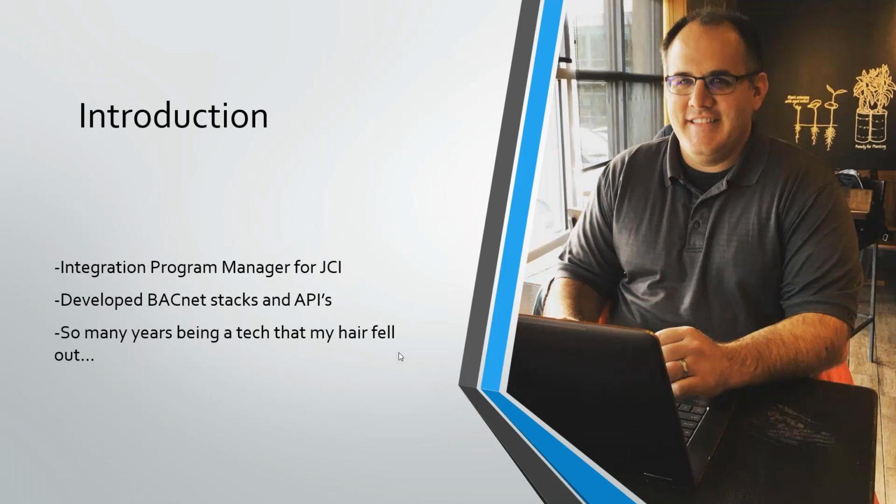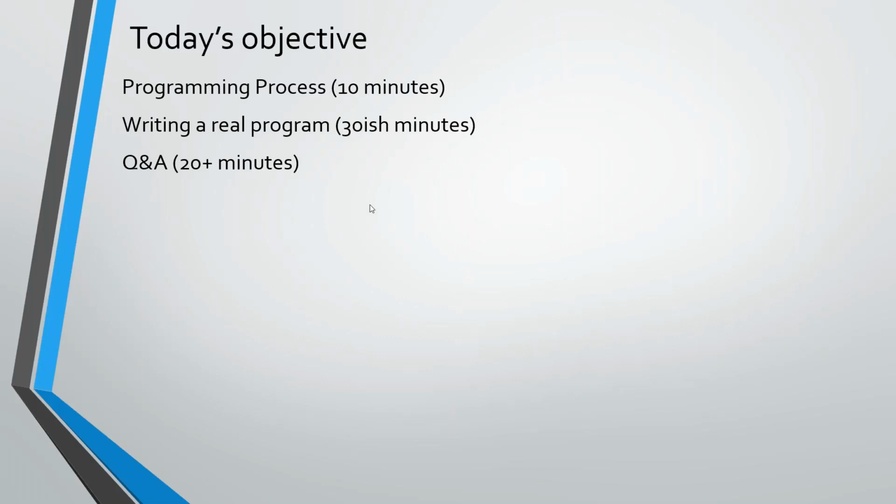Something like that. All right, so let's talk about our objectives for today. We are going to discuss the programming process. That's going to take us about 10 minutes. We're going to write a real program, and get as much of it done as we can in about 30 minutes. I'm going to talk you through what this programming environment is and what my thought process is as I'm working with it. Then we'll do question and answer for however long you want to ask questions. If I can answer it, I'll tell you. If I can't, I will get back with you with the answer.